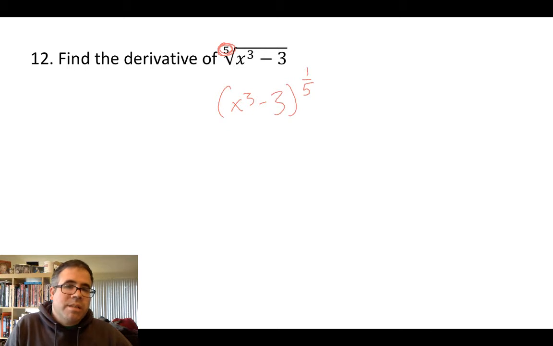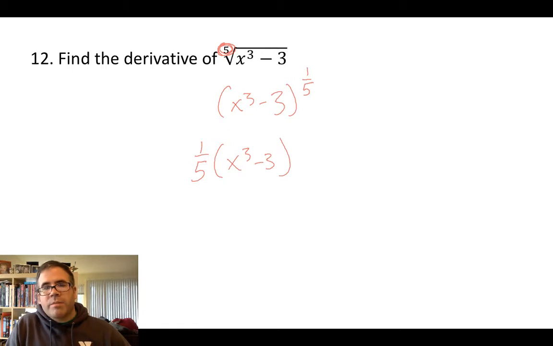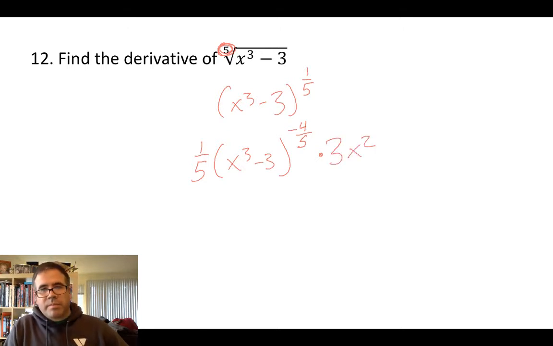So the power rule says we take our power, make it a coefficient. We have 1/5. We keep this the same for now, x to the third minus 3. Then we have to subtract 1 from the power. 1/5 minus 1 is negative 4/5. Then you have to multiply, the chain rule applies. So you multiply by the derivative of this inside. Derivative of 3 is 0. Derivative of x to the third is 3x squared. And there you have it. You can stop there if you want.